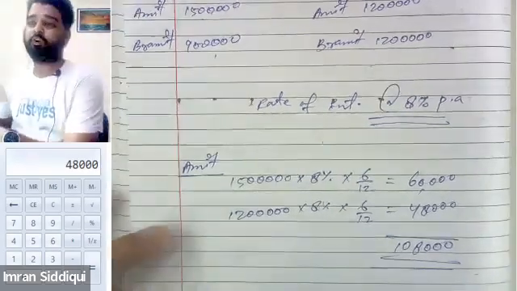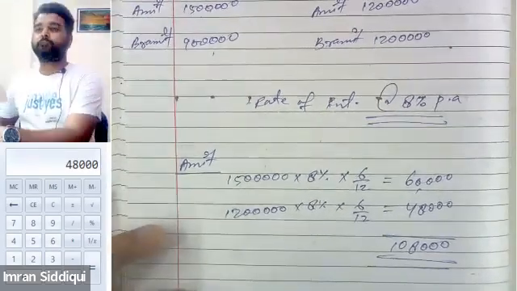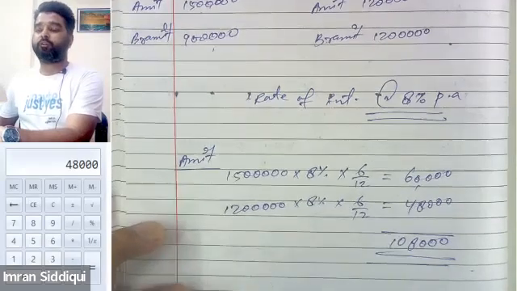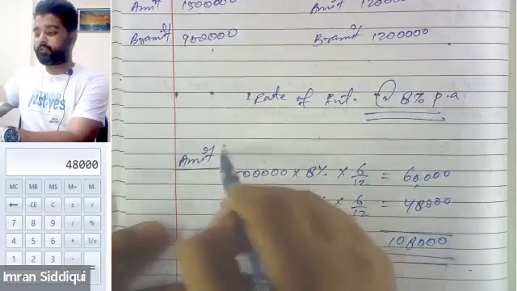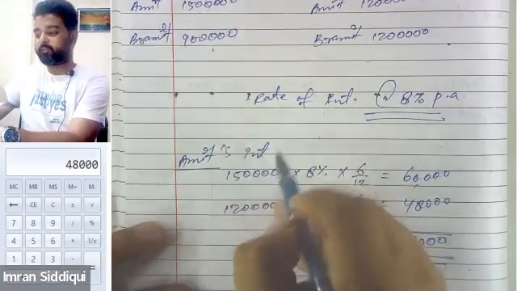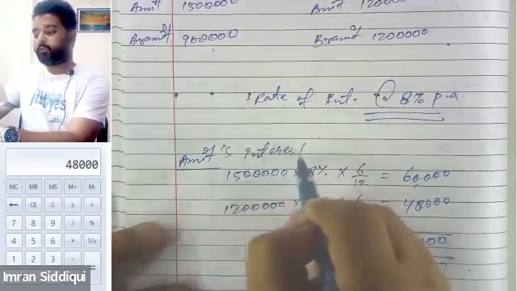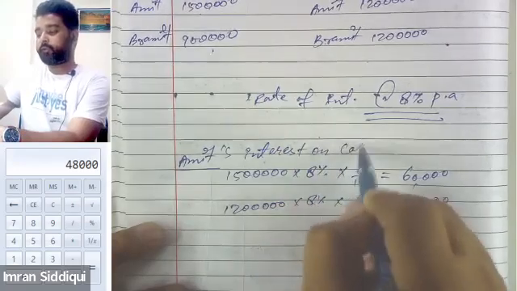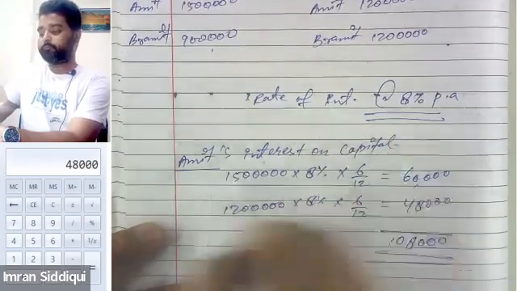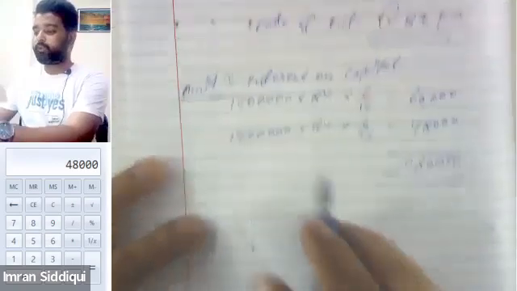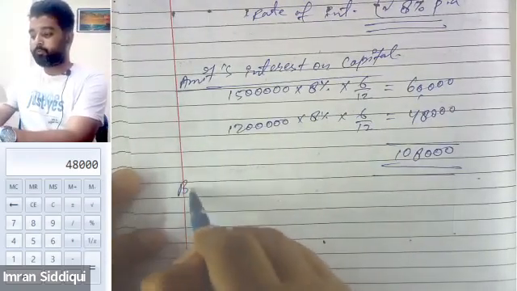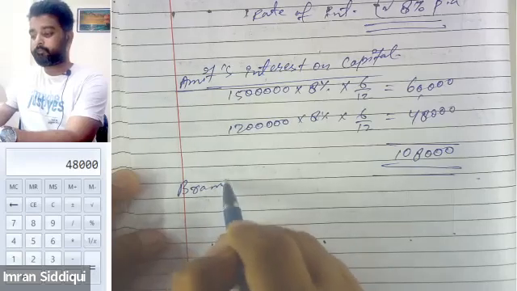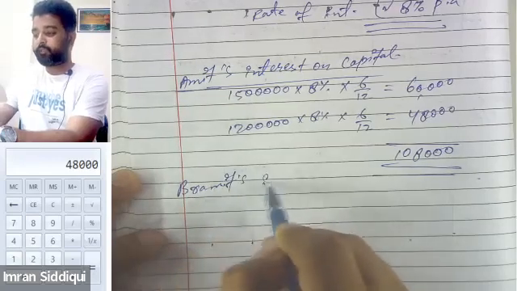Is this clear, all of you? Aman, Halima, Renosh, is the calculation clear? Yes, sir. So we will write down Amit's interest on capital. Also, let's calculate Brahmit's interest on capital.